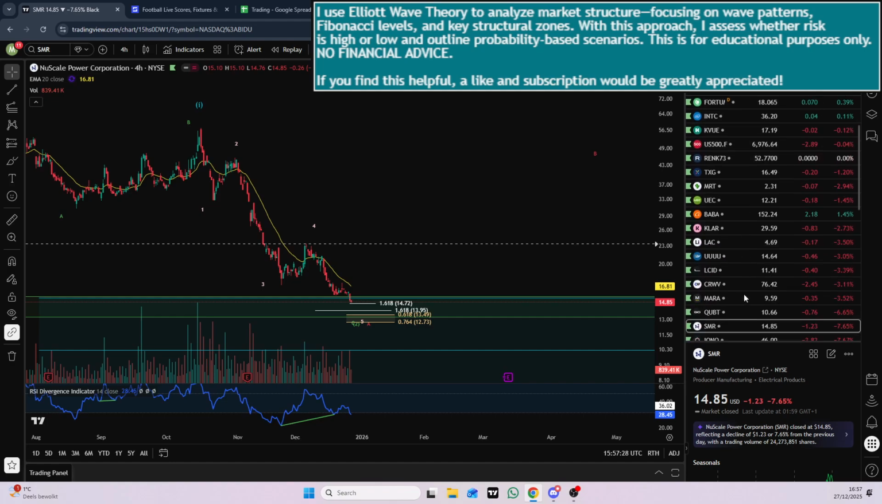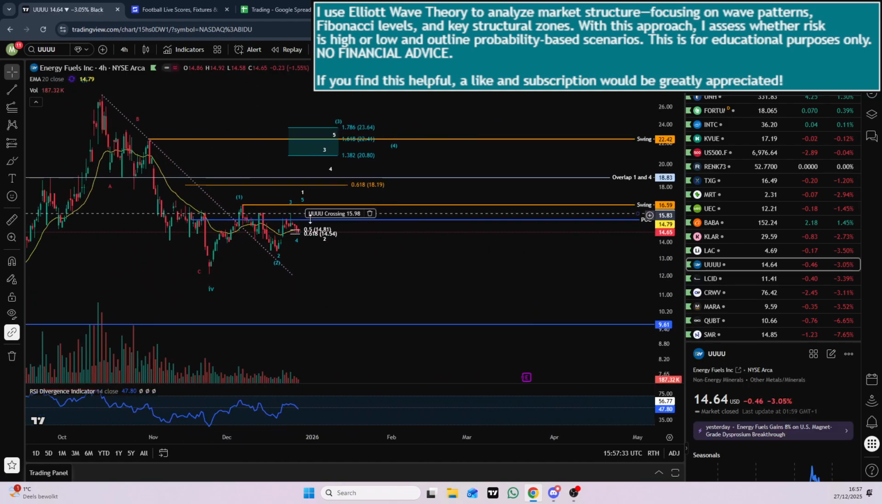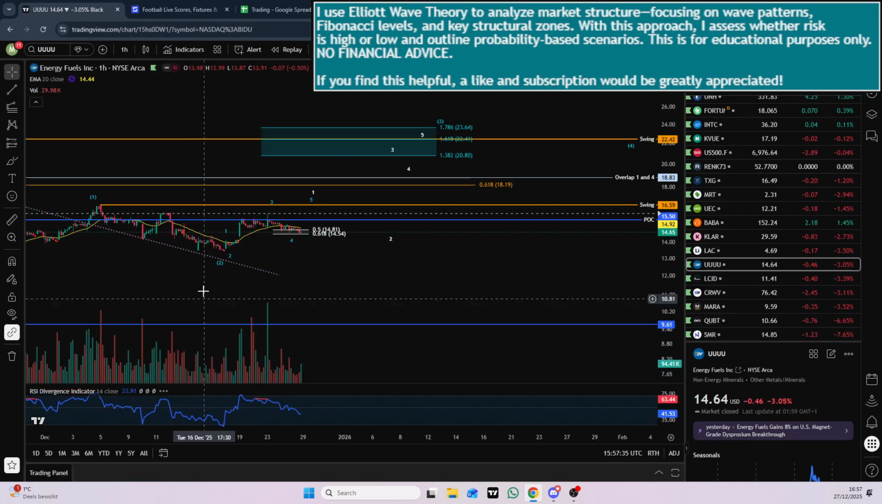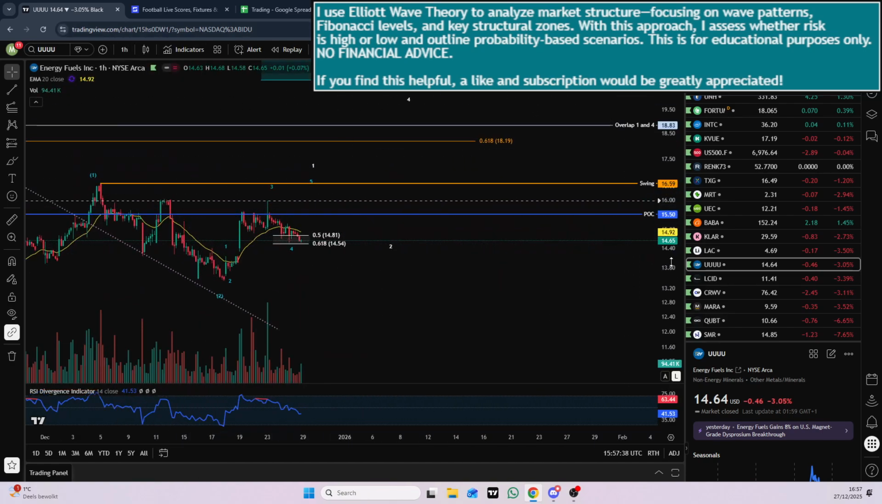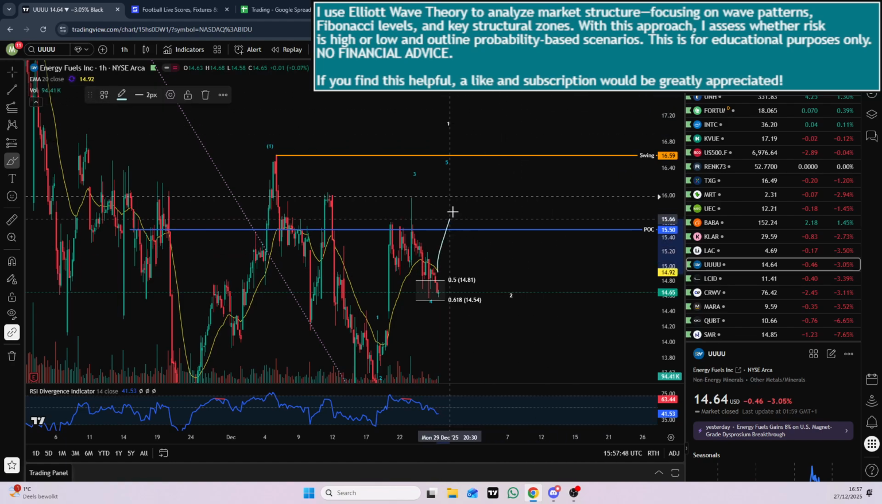Next one is Energy Fuels, and with that one, should we be able to get above this point of control and hold it, then I might enter a position with the backtest, because look, we backtested it here, we failed. We backtested it here, we failed. Here we didn't even close above it. So if we can get back above it, I expect a backtest again, and then I can enter there with a very tight stop loss, because this is an obvious level, okay? It has proven itself already multiple times. So this level sits at 15.50.